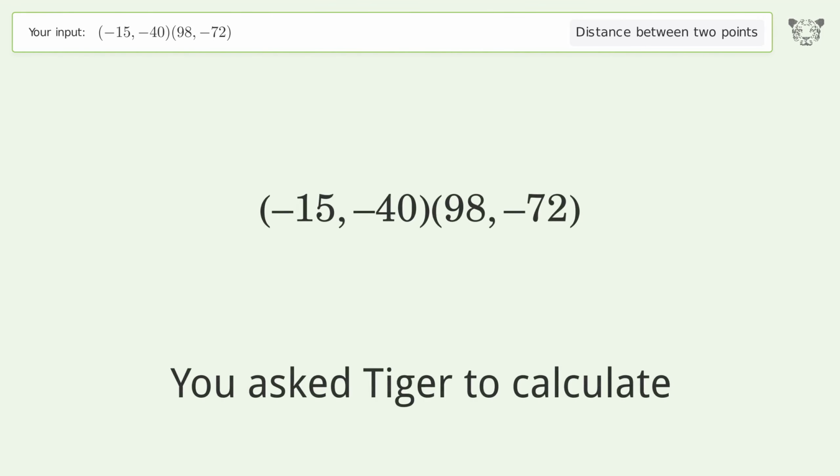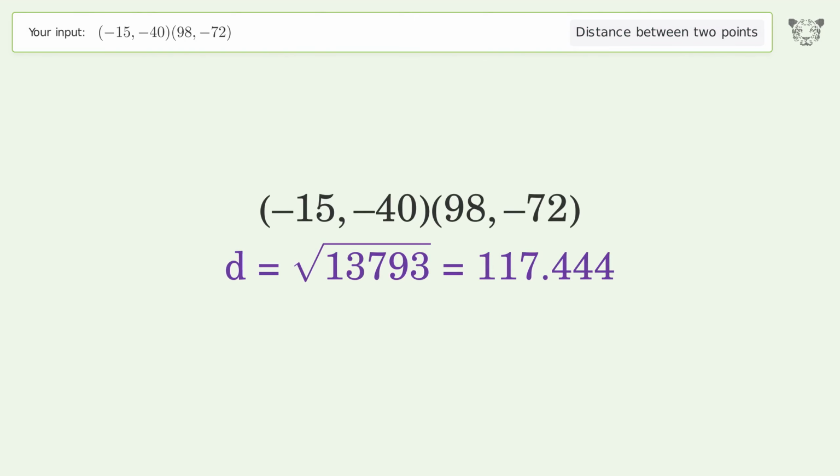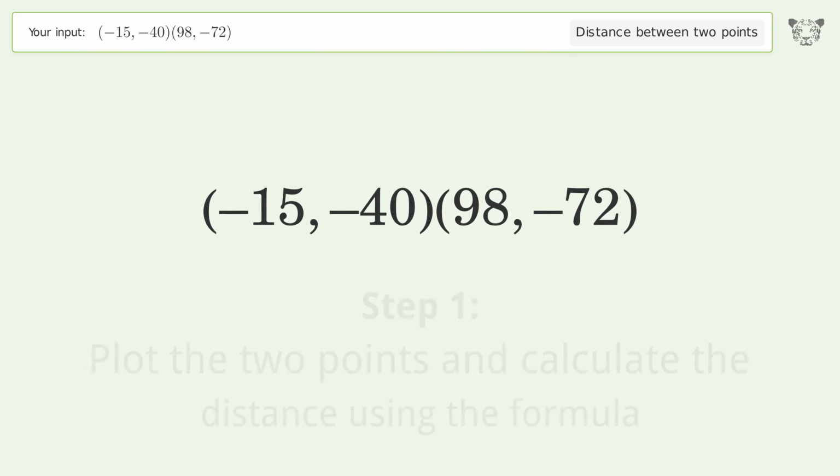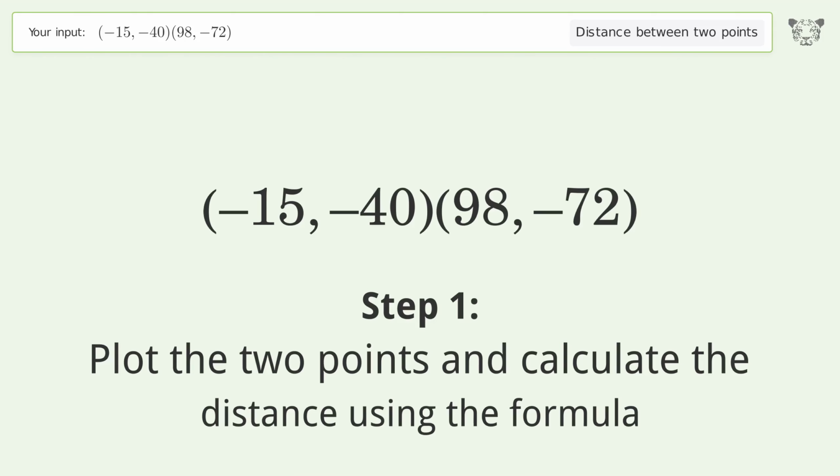You ask Tiger to calculate. This deals with the distance between 2 points. The distance between the 2 points is the square root of 13,793, or 117.444. Let's solve it step by step. Plot the 2 points and calculate the distance using the formula.